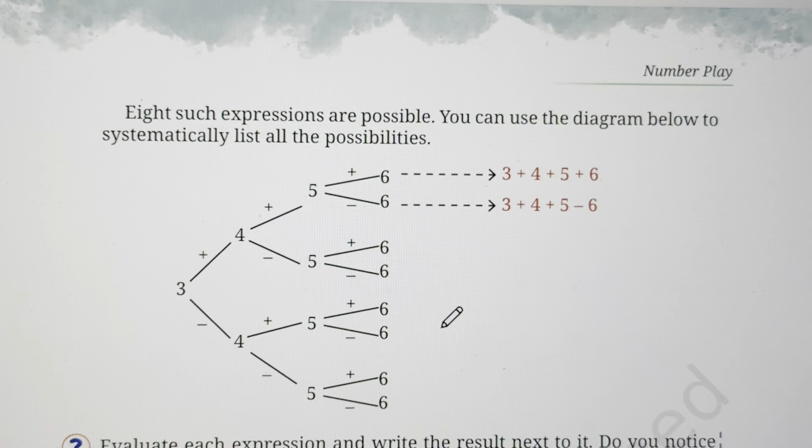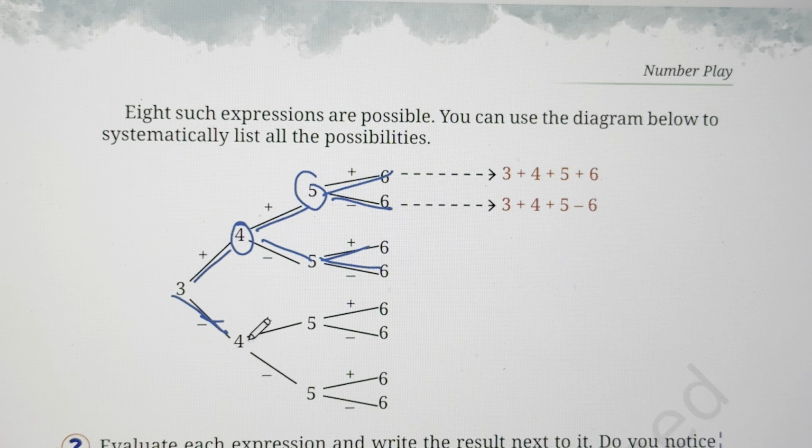Now here 8 such expressions are possible. You can use the diagram below to systematically list all the possibilities. So what is done? We start with the first number. Either you add 3 plus 4 or 3 minus 4, 2 possibilities from here. Now with 4 again there are 2 possibilities, plus 5 and minus 5. Now with 5 there are again 2 possibilities, plus 6, minus 6. Again with minus 5, the 2 possibilities, plus 6, minus 6.